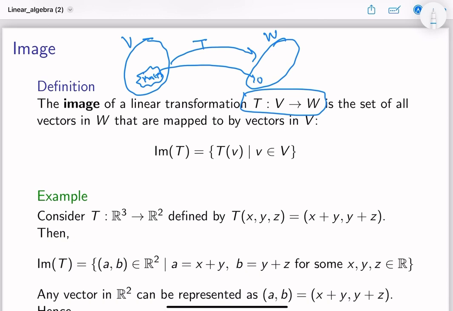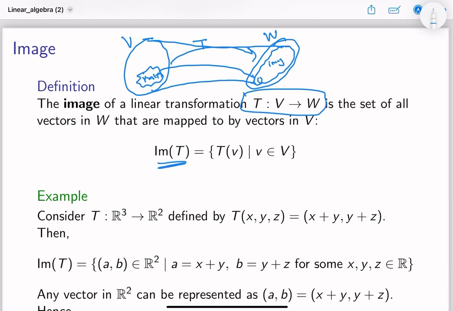Now, what is the image? The image is the set of all vectors that are hit by T. So what does that mean? Well, it means it's something in W. The image is something in W such that when we apply T to every vector in V, we get that thing. Right? So let me just use mathematical notation here and show you what I mean.